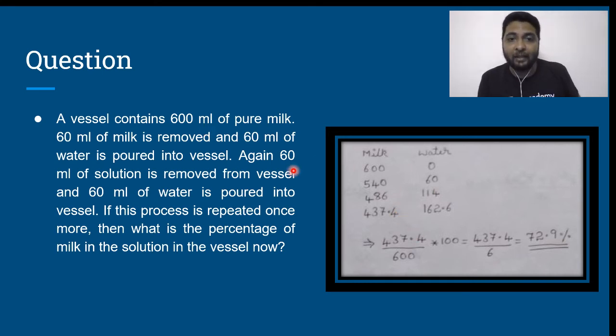Now again I remove another 60 ml. Therefore how much goes out? 48.6 goes out. 486 minus 48.6 is 437.4. This will be 162.6. The question asks, what is the percentage of milk in the solution now? 437.4 out of the entire solution, which is 600. In terms of percentage, multiply it by 100. If I simplify this, 437.4 divided by 6 is equal to 72.9%.